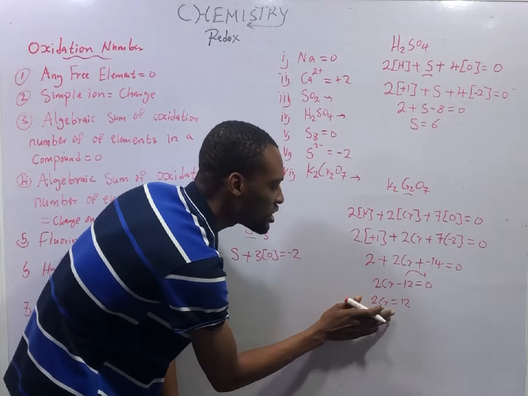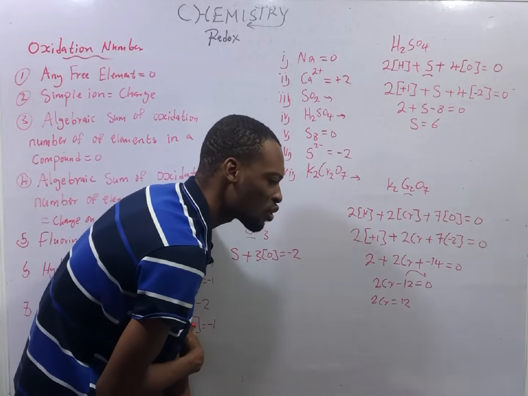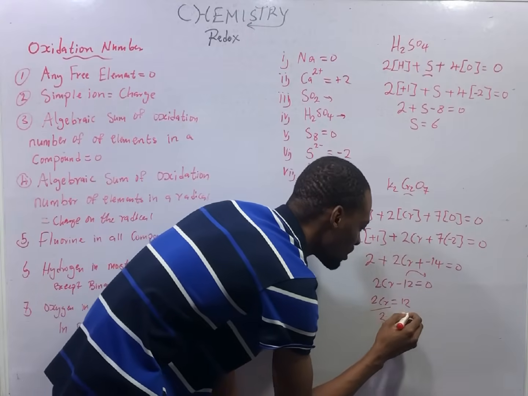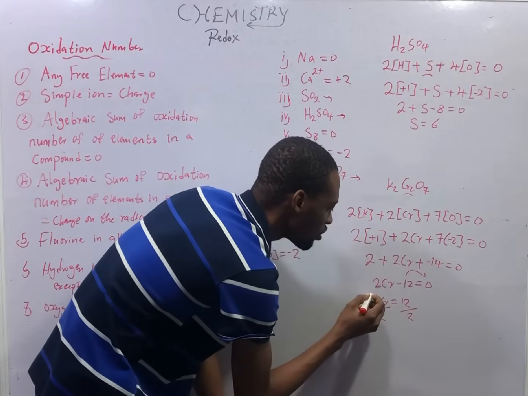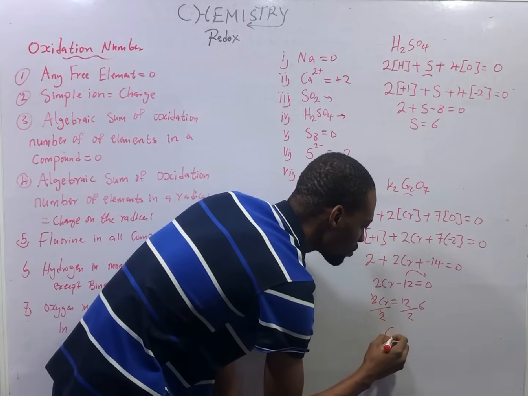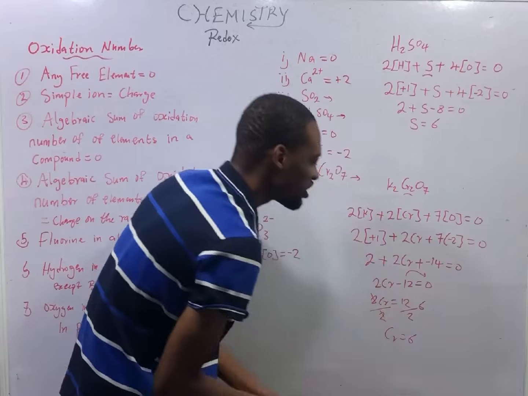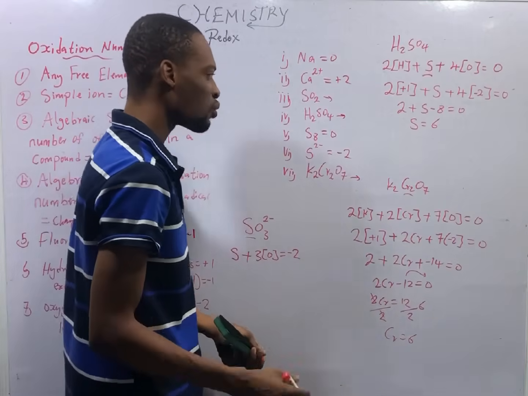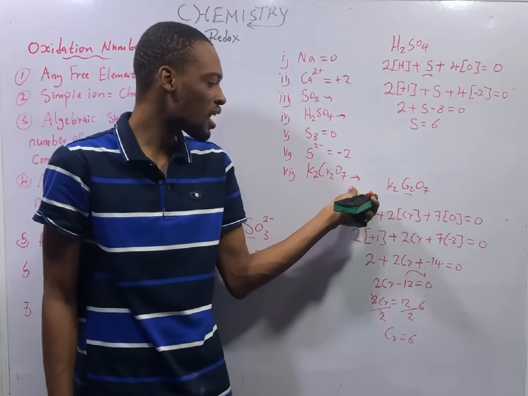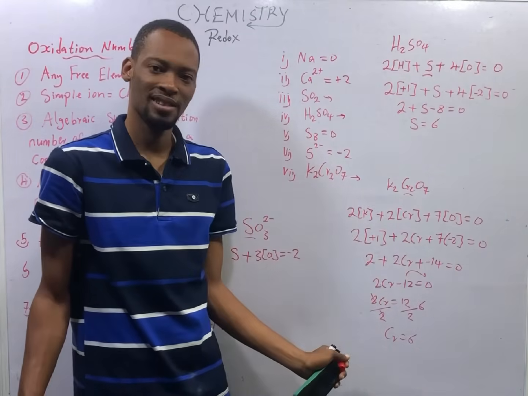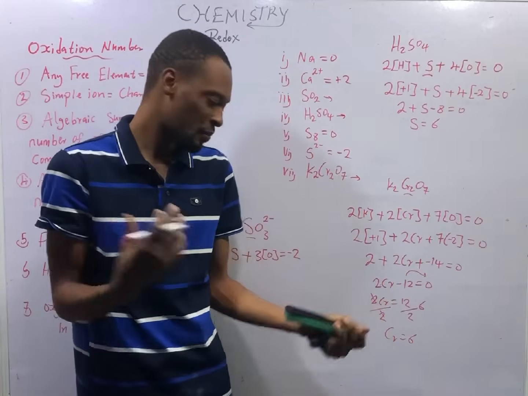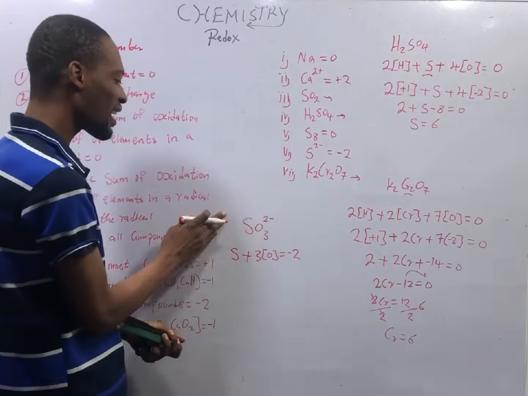We are not looking for 2Cr, we are looking for Cr, that is chromium. We divide both sides by 2. 2 cancels 2. 12 divided by 2 is 6. So chromium is equal to 6. That is the oxidation state of chromium. This is why we refer to this compound as potassium heptaoxodichromate 6, because the oxidation state of chromium is 6.